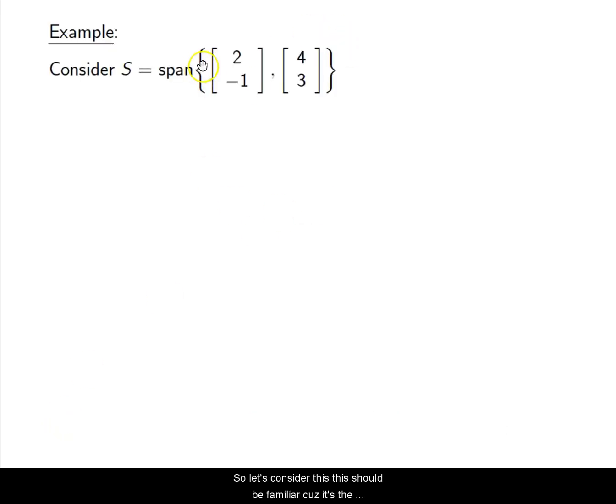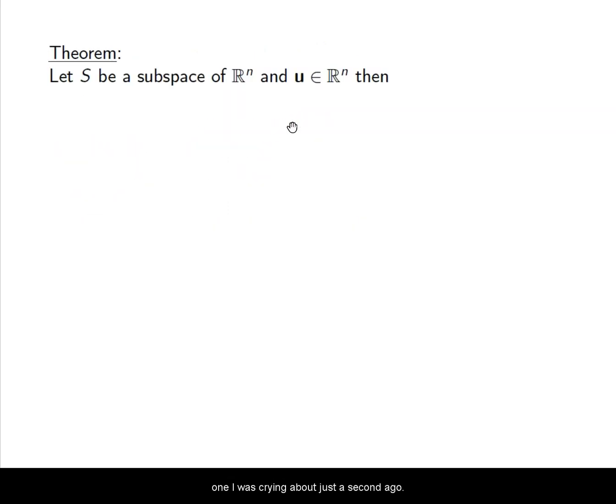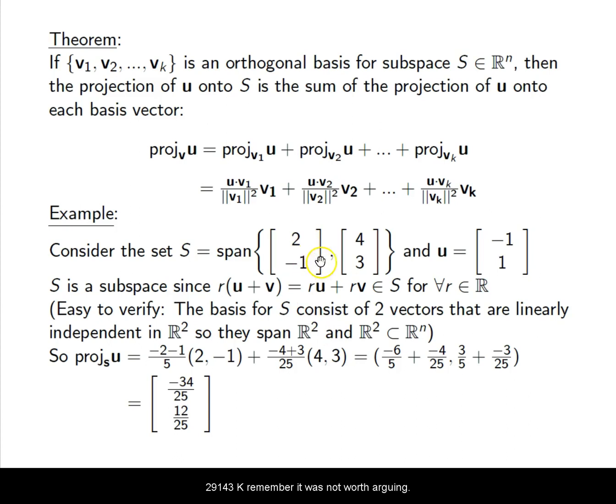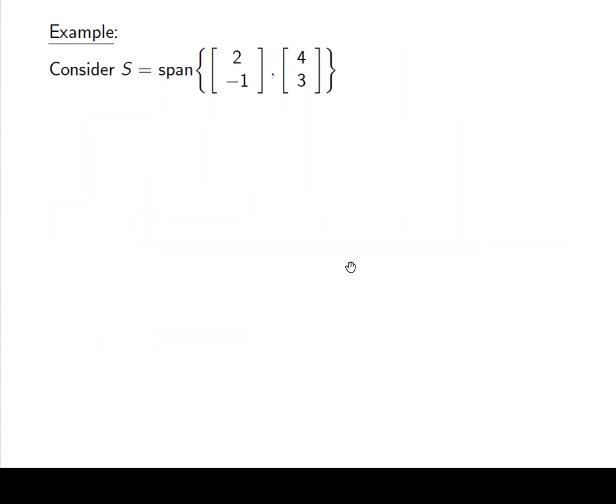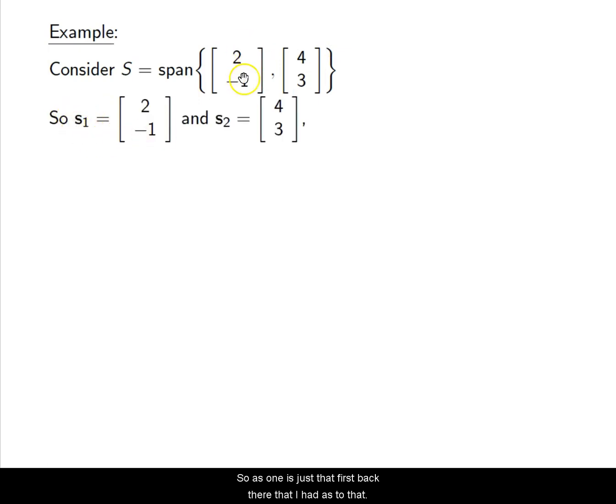So let's do an example. Let's consider this. This should be familiar because it's the one I was complaining about just a second ago: 2, -1, 4, 3. Remember, it was not orthogonal, so that example I had previous was incorrect. So let's go ahead and take these vectors and build an orthogonal basis. S1 is just that first vector that I had, S2 is that second.